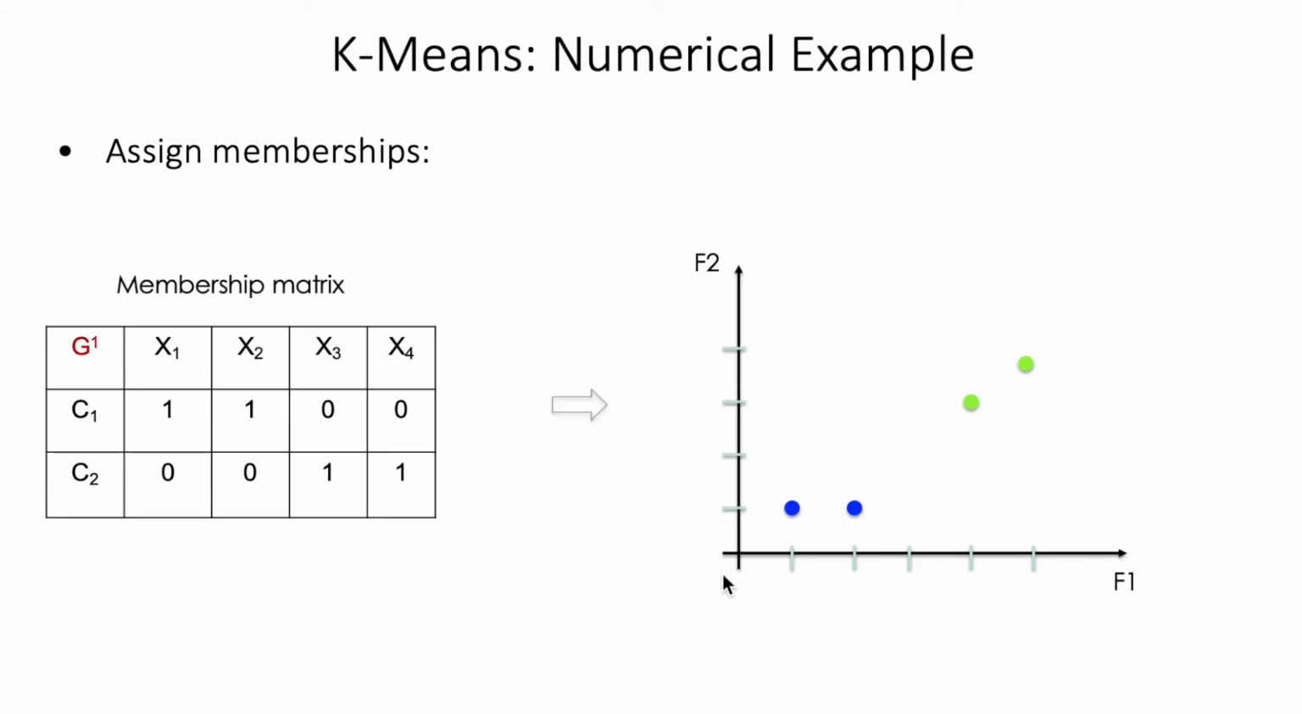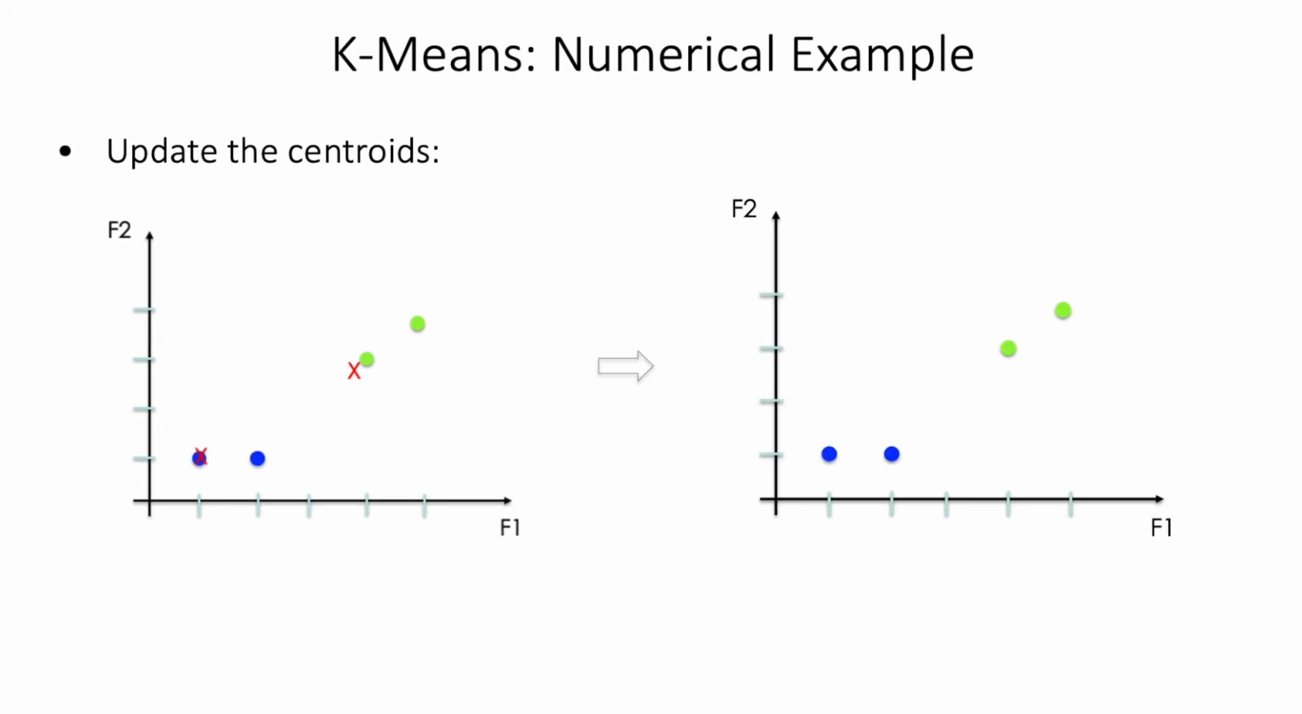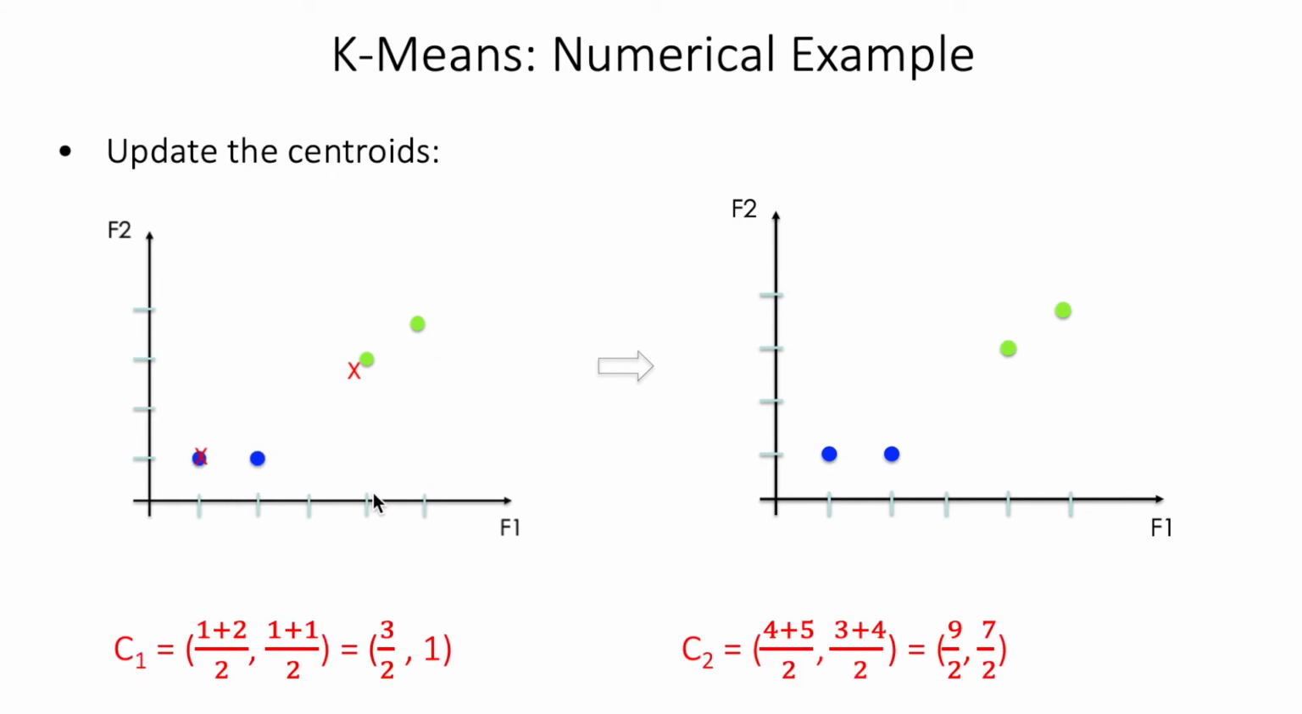So given these new memberships, we can use now the new colors. We can see that we have now 2 points on each cluster. Still we have the same centroids, so the next step will be to update the centroids. So how? Again, we need to calculate the average. We need to average the 2 points on every group. So in the blue cluster for C1, we need to sum these 2 data points and divide by 2. So we sum the F1 axis and F2 axis and divide by 2. And for C2, the same thing.